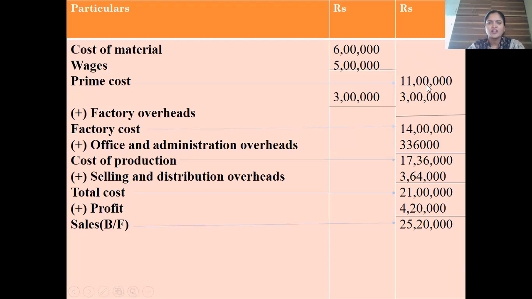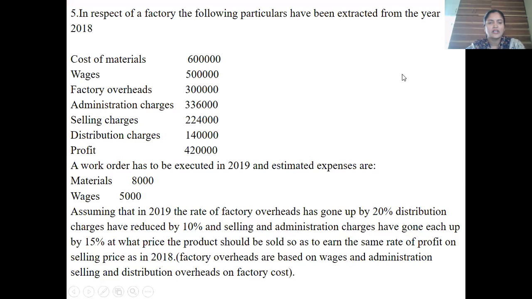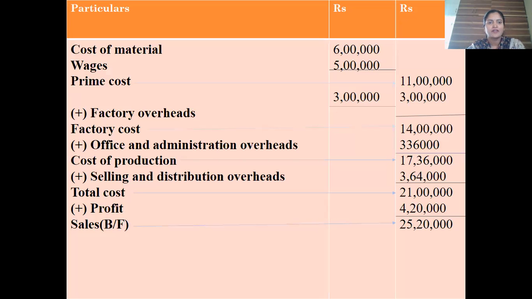So next we need to move on to the factory overheads. See here, factory overheads, they have given 3 lakhs. Now you have to take the factory overheads directly, that is 3 lakhs rupees. And the rest of the expenses they have not given for this. Okay. So 11 lakhs plus 3 lakhs, how much are you going to get? 14 lakhs.